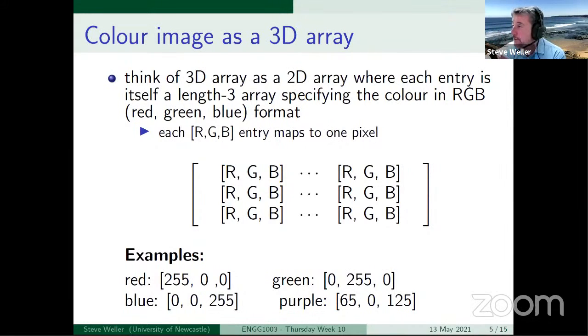It's got red component maximum, green component 0, and blue component 0, whereas green is no red, maximum green, no blue, and so on. And a mixed colour like purple has a bit of red, a bit of blue, and no green. 65, 0, 125. So these are numbers that are representing the red, green, and blue components of the image.